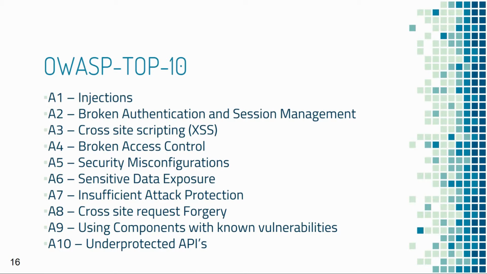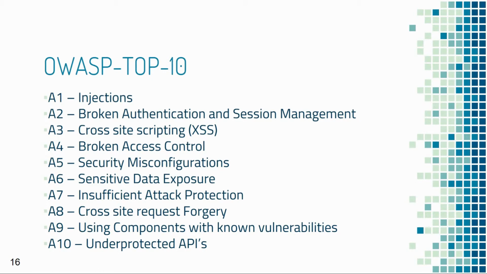Then we have A6, which is sensitive data exposure. Many web applications and APIs do not properly protect sensitive data, such as financial, healthcare, and PII. Attackers may steal or modify such weakly protected data to conduct credit card fraud, identity theft, or other crimes. Sensitive data deserves extra protection, such as encryption at rest or in transit, as well as special precautions when exchanged with the web browser. We have also seen some of this.